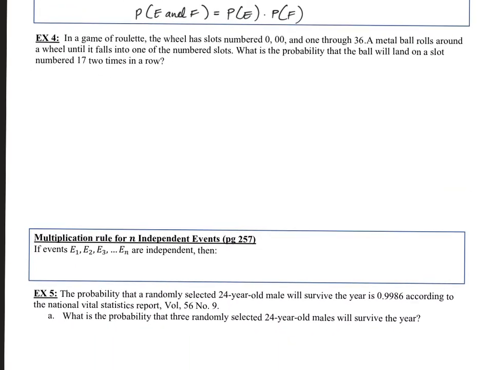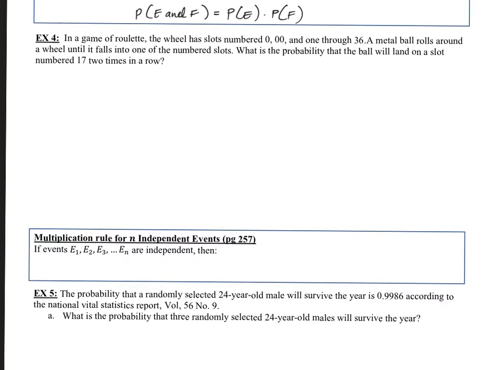Example 4. In a game of roulette, the wheel has slots numbered 0, 00, and 1 through 36. A metal ball rolls around the wheel until it falls into one of the numbered slots. What is the probability that the ball will land on a slot numbered 17 2 times in a row?